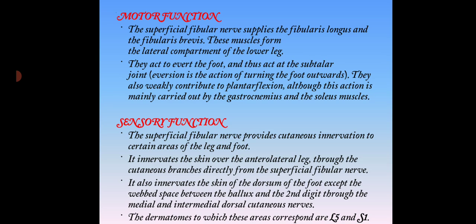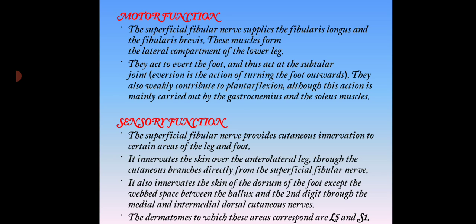Next, we are going to see the sensory and motor function. First, the motor function. The superficial fibular nerve supplies the fibularis longus and the fibularis brevis. These muscles form the lateral compartment of the lower leg. They act to evert the foot and thus act at the subtalar joint. They also weakly contribute to plantar flexion, although this action is mainly carried out by the gastrocnemius and the soleus muscles.